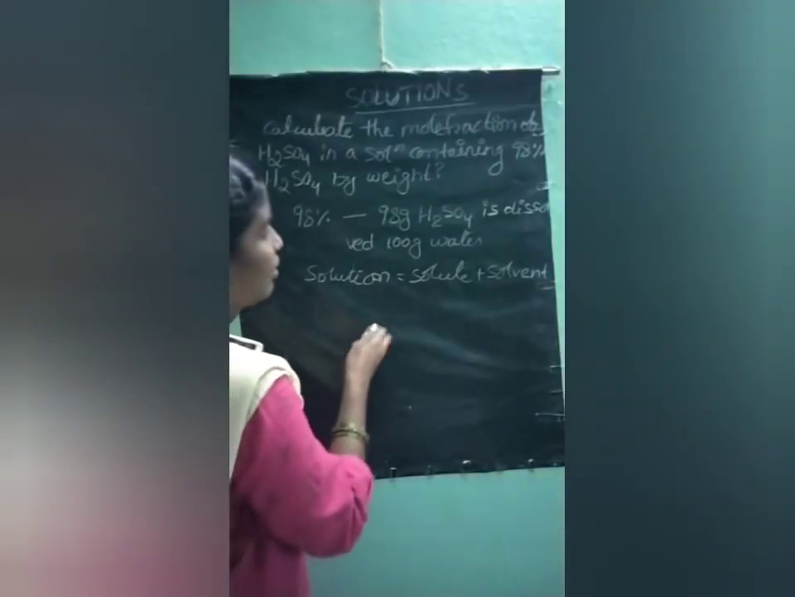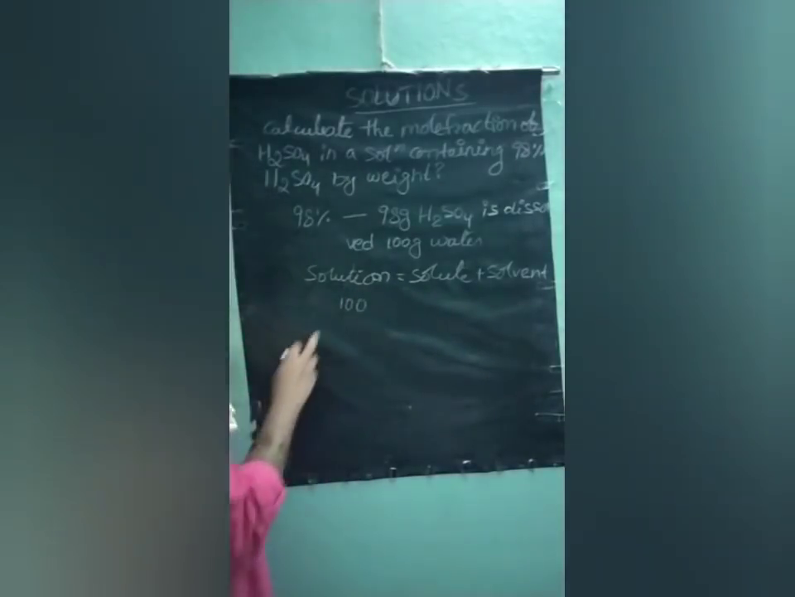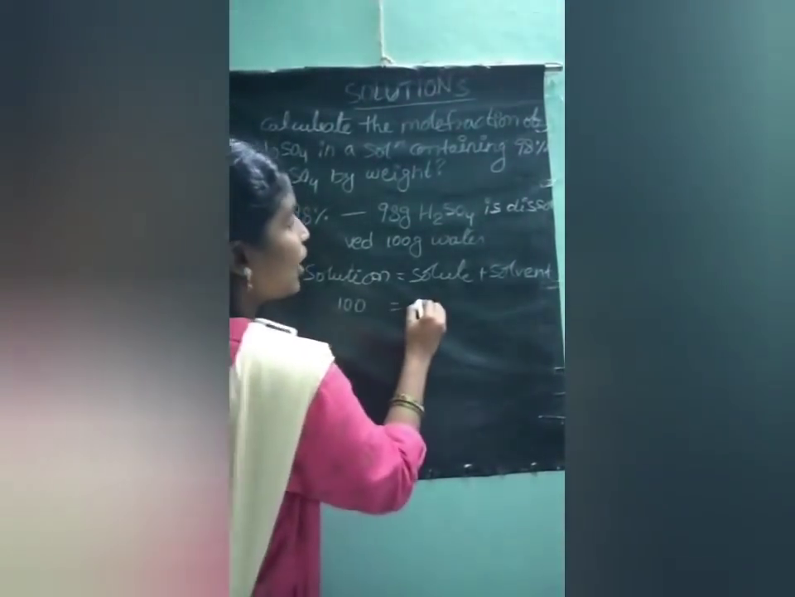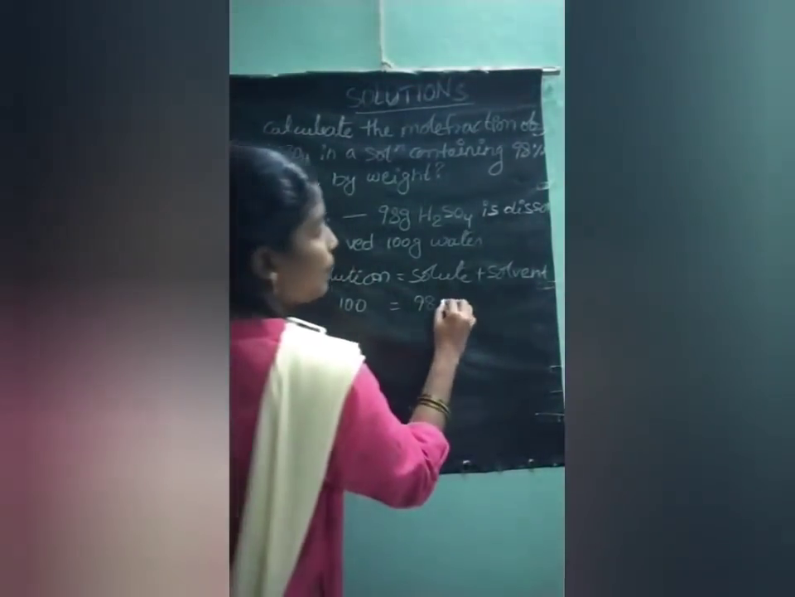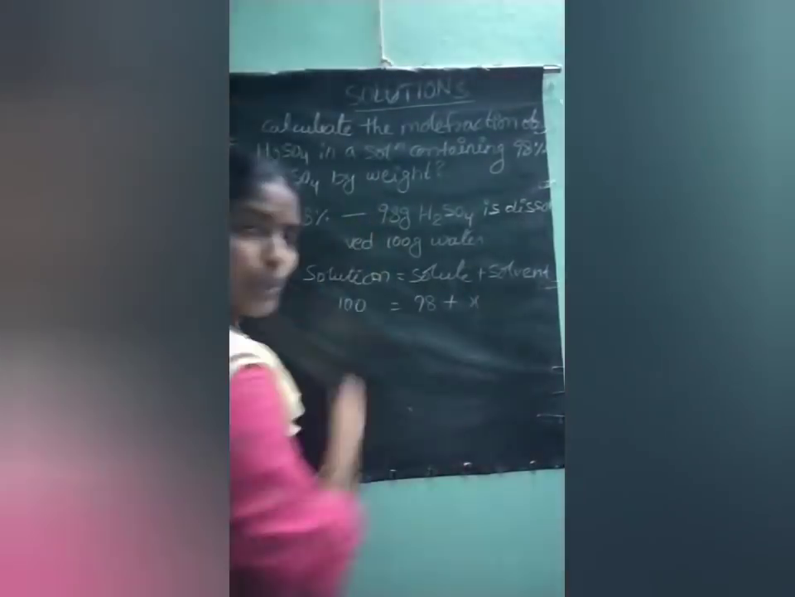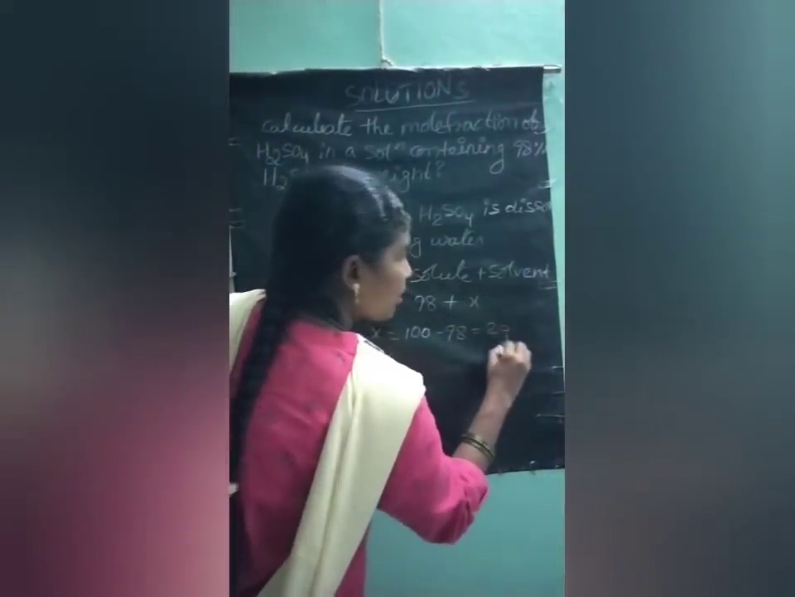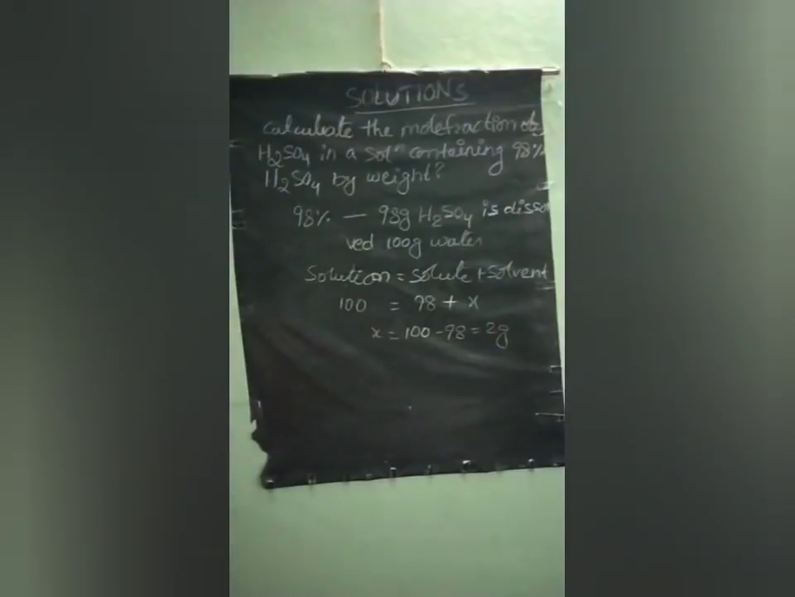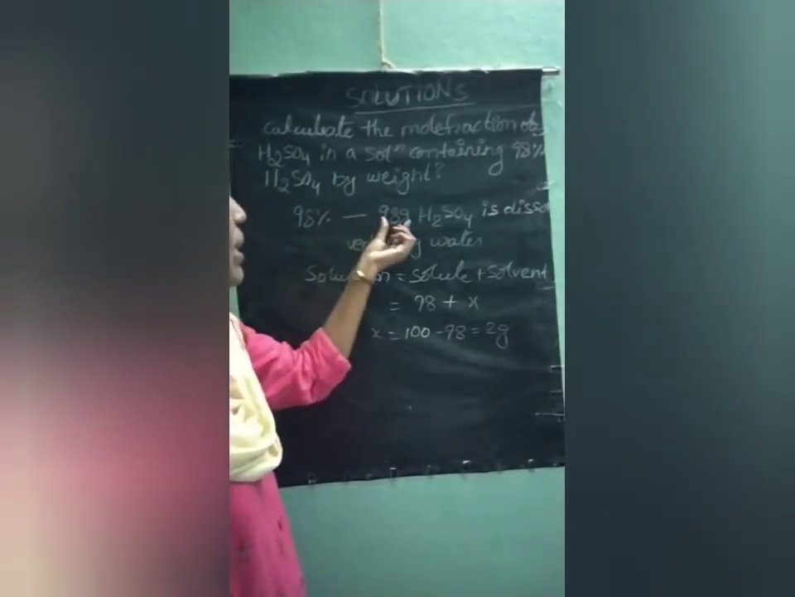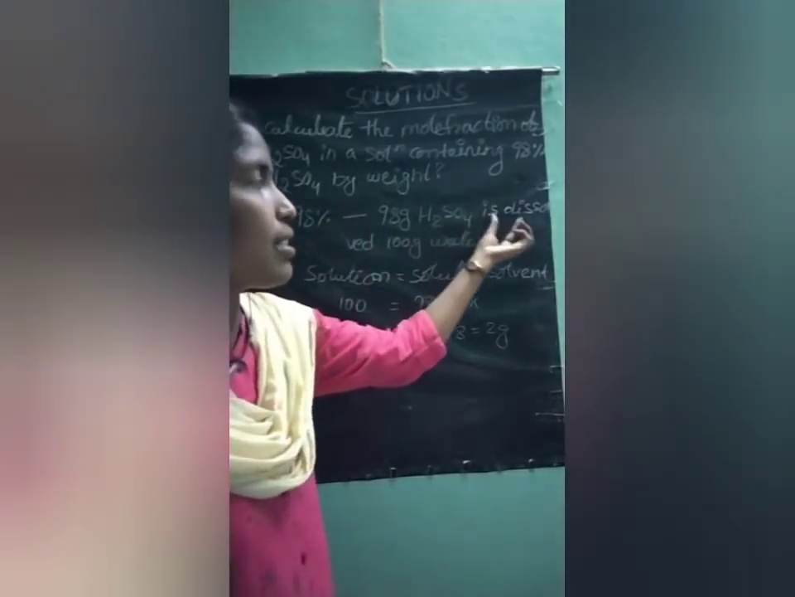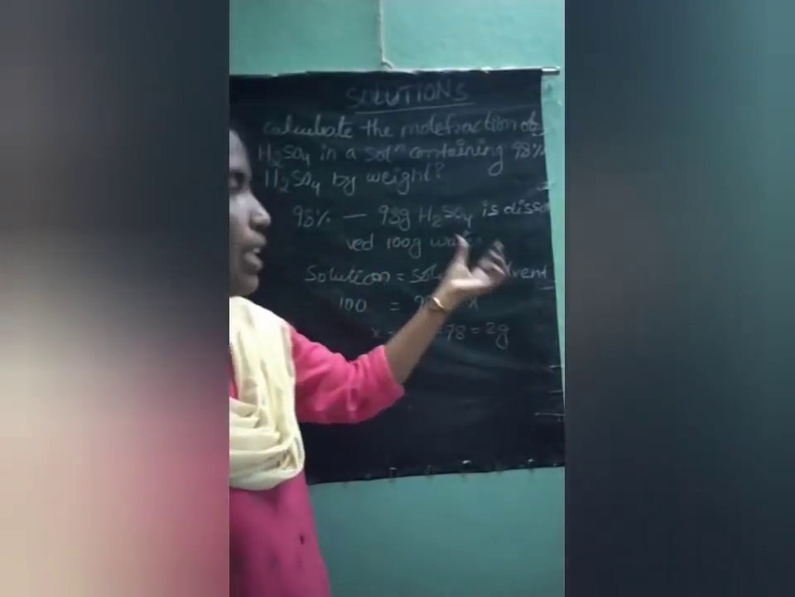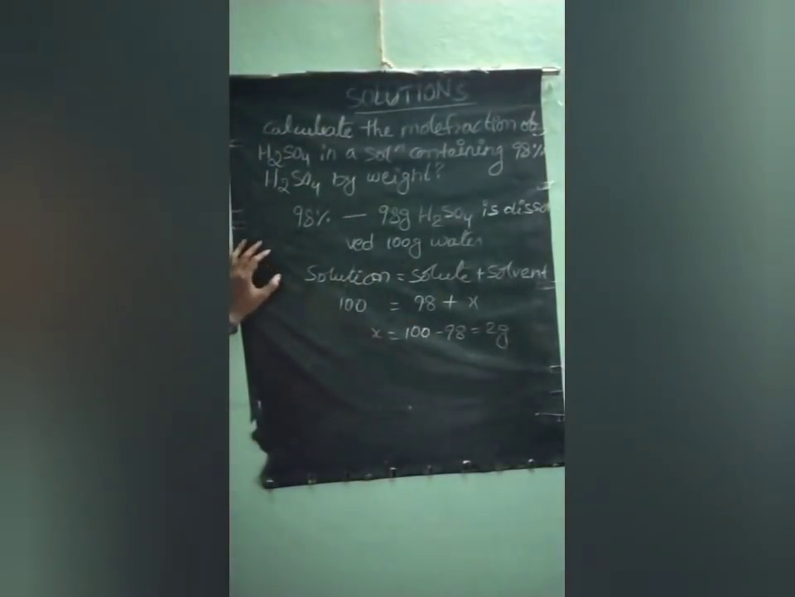Okay, so here 100 grams of the solution is equal to 98 grams of the solute plus the solvent weight, which we don't know, that is equal to x. So x is equal to 100 minus 98, in total we get 2 grams. 2 grams is the weight of the solvent. So 98% sulfuric acid means 98 grams of sulfuric acid is dissolved in 100 grams of solution. That means the weight of the sulfuric acid is 98 grams and the weight of the water is 2 grams.